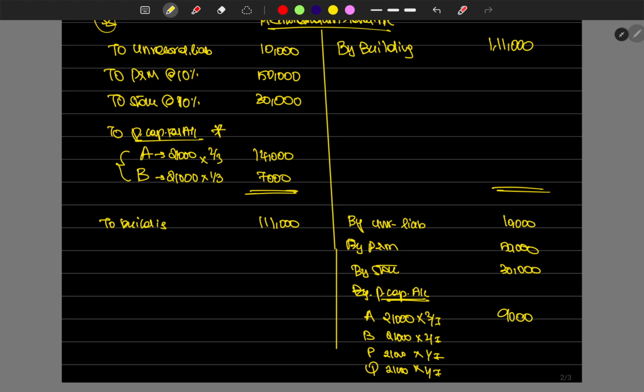$9,000, 6,000, so by 7, which is 3,000, 3,000. Okay, initially he has taken the loss of 14,000. Then when it has been transferred to all the partners, his loss has been reduced by 9,000 and it has been taken over by A and B. So this is how we have to revalue and reverse the revaluation.